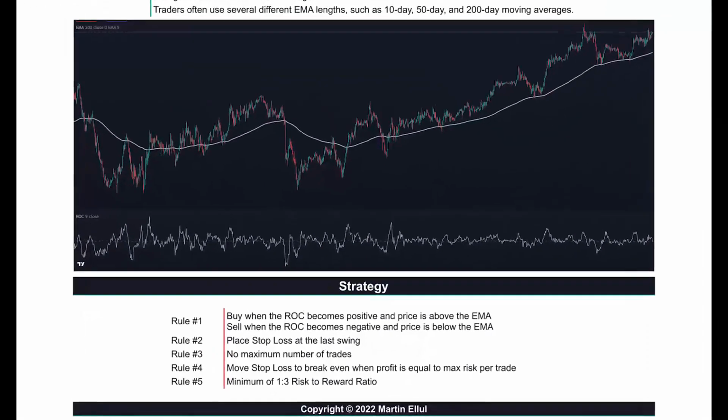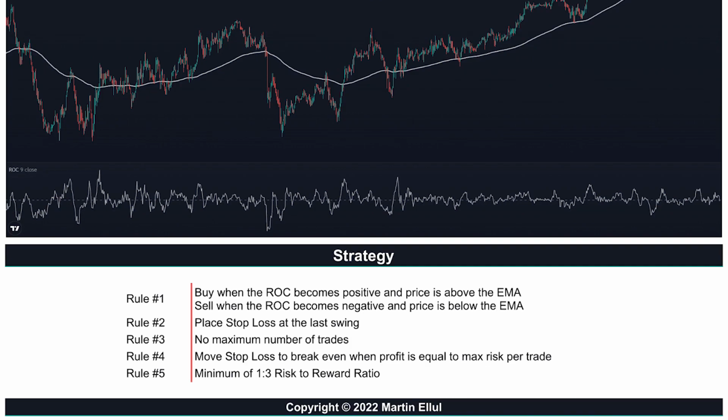So here's the strategy. We buy when the rate of change becomes positive while the price is above the EMA, and similarly we sell when the rate of change becomes negative and the price is below the EMA. The second rule is that we place the stop loss at the last swing. The third rule is that we have no maximum number of trades at any given time. We move the stop loss to break even as soon as the profit is equal to the maximum risk that we are taking per trade. And the final rule is simply we must have a minimum of 1-to-3 risk to reward ratio.